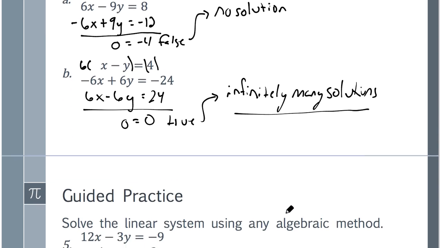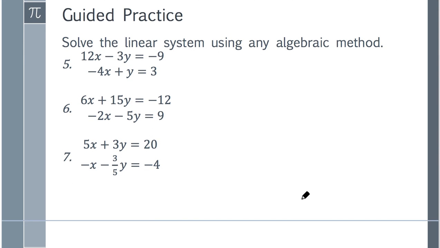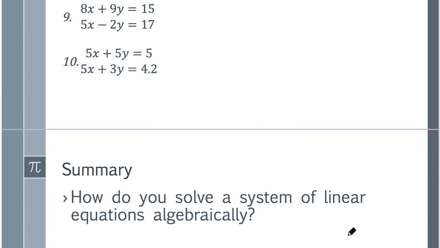All right. So let's try guided practice 5, 6, and 7. Go ahead and plug your answers in on Edpuzzle and see how you did. Excellent. Now let's try 8, 9, and 10. Wonderful. All right. So how do you solve a system of linear equations algebraically?